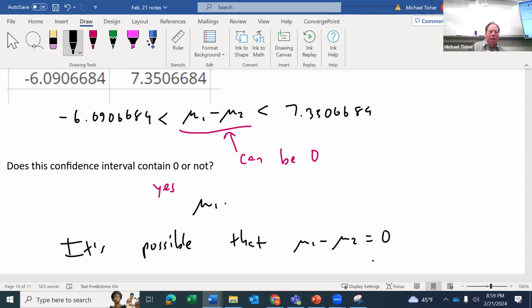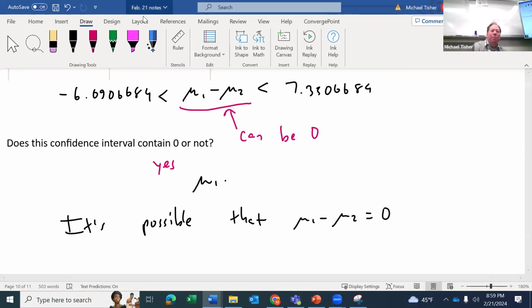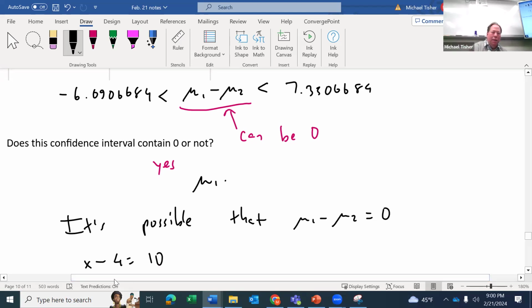But now let's solve for mu1. If you solve for mu1, how can we do that? Any ideas? Well, let's look at a simpler equation. What if you have x minus 4 equals 10? How'd you get x by itself? Add 4 to both sides. So instead of 4 over here, we have what over here? Mu2 over here, right? So add mu2 to both sides.